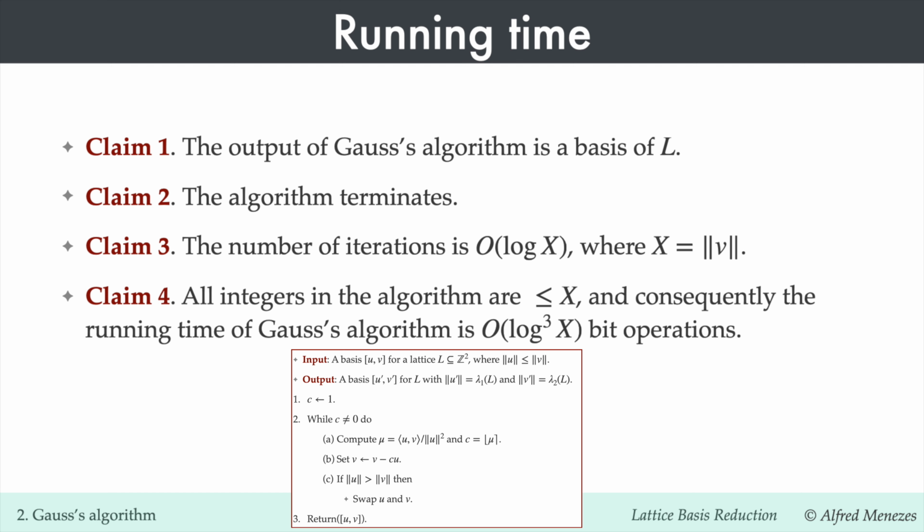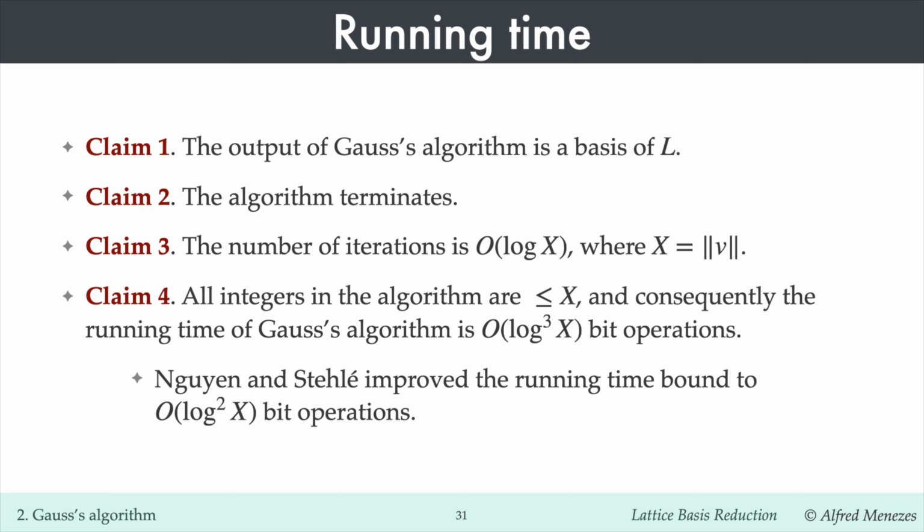Moreover, one can prove that all the integers involved in the algorithm are bounded by x. From this, it follows that the overall running time of Gauss's algorithm is big O of (log x) cubed bit operations. In other words, Gauss's algorithm runs in polynomial time. I won't prove these claims in this video.